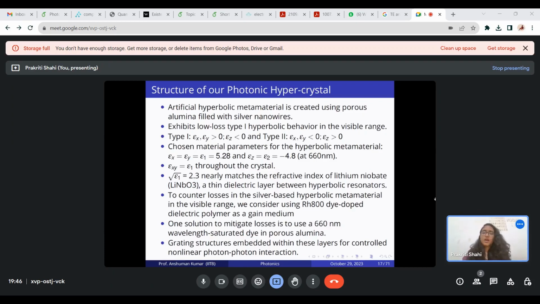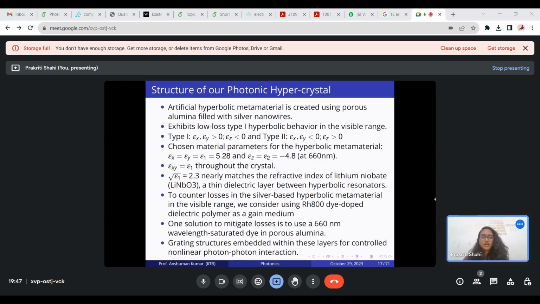What does this mean? Low loss means that the loss is low, while type 1 means that the dielectric constant in the x and y directions, that is in two directions, is positive, while the dielectric constant is negative in one direction. In a type 2 material, we have the dielectric constant being negative in two directions and positive in one direction. Clearly, a type 2 material is more metallic in nature and is hence more conductive and reflective as compared to a type 1 material.